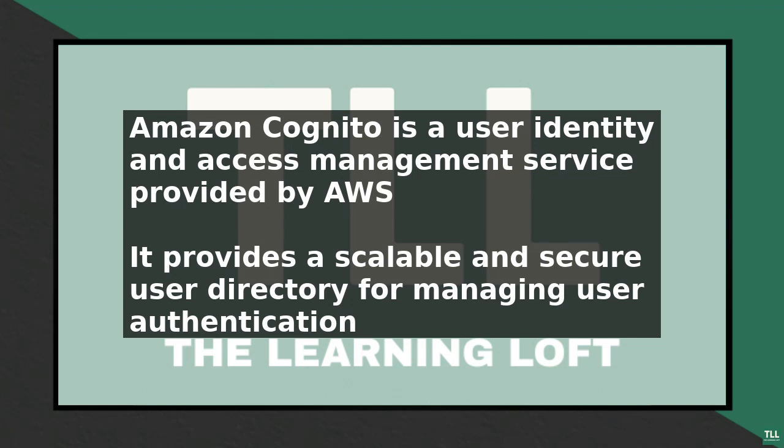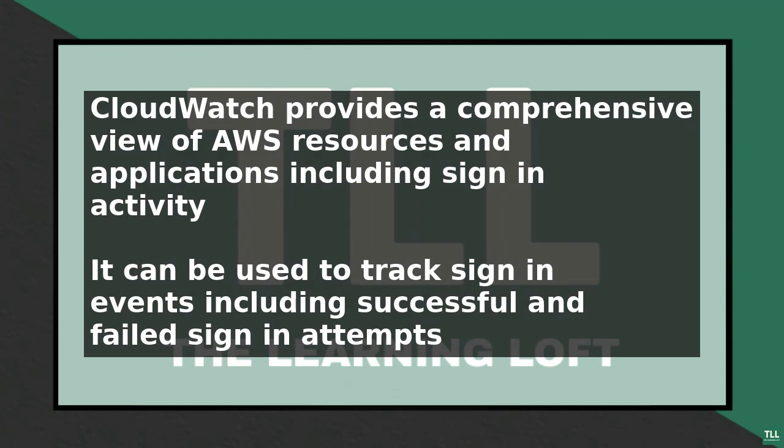To track sign-in activity, you need to configure Amazon Cognito to send sign-in events to Amazon CloudWatch, which is a monitoring and observability service provided by AWS. CloudWatch provides a comprehensive view of your AWS resources and applications, including sign-in activity. You can use CloudWatch to track sign-in events, including the number of successful and failed sign-in attempts, and the IP addresses and devices used to sign in.